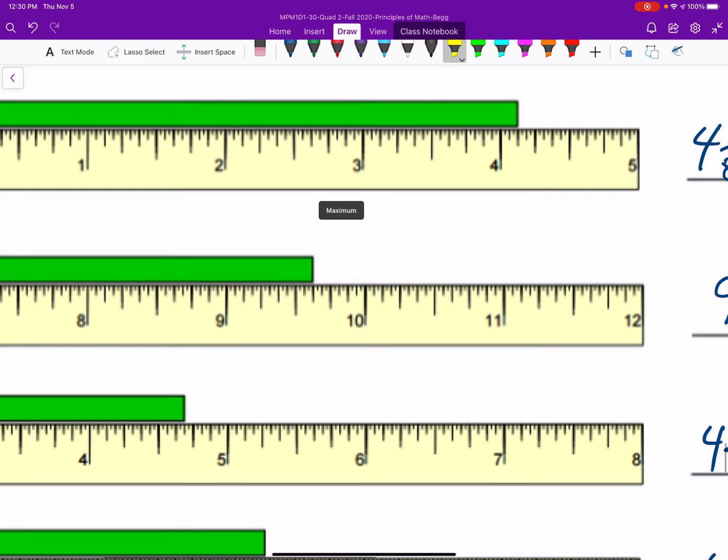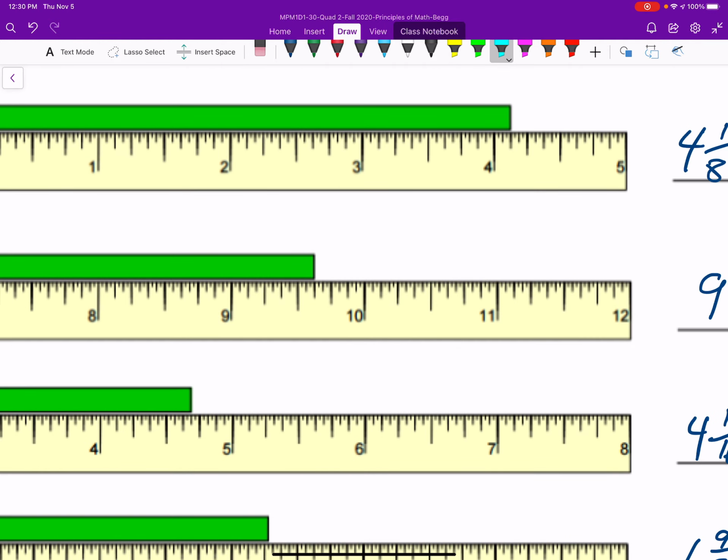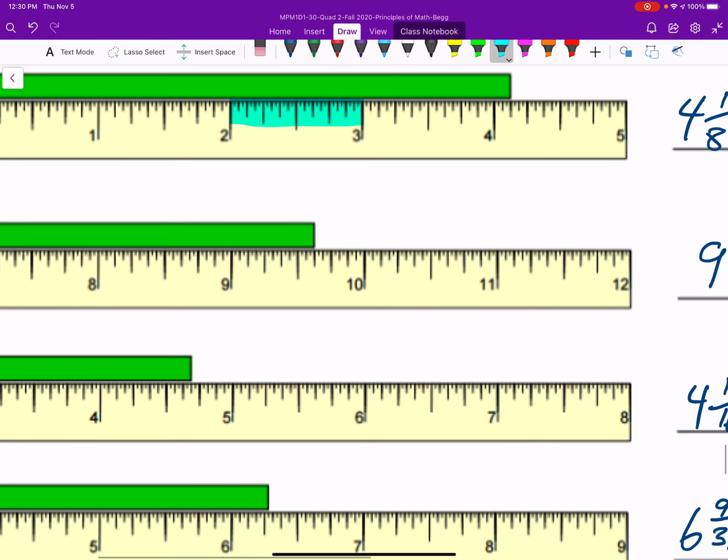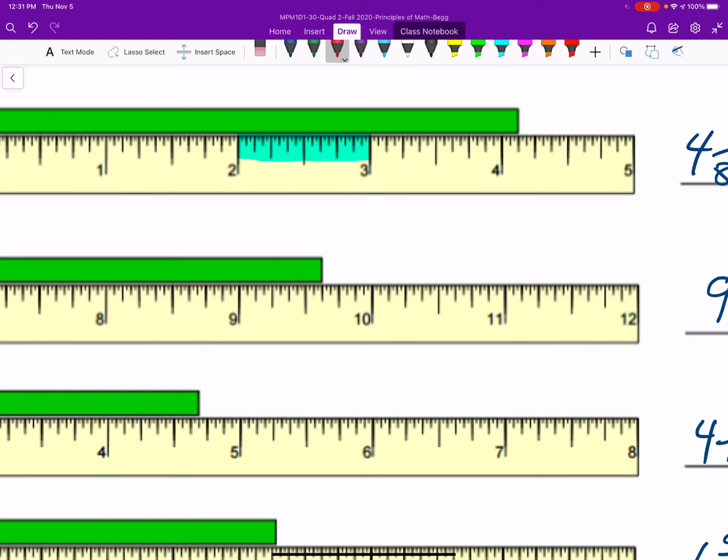But if we look at just any 1 inch here, so let's look at this one between the 2 and the 3, notice how there are different length lines. I've zoomed out as much as I can. Exactly halfway between the 2 and the 3 would be 1/2. Exactly halfway between the 2 and the 1/2 would be 1/4. Exactly halfway between the 1/2 and the 3 would be 3/4.